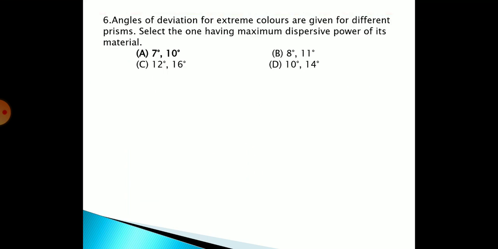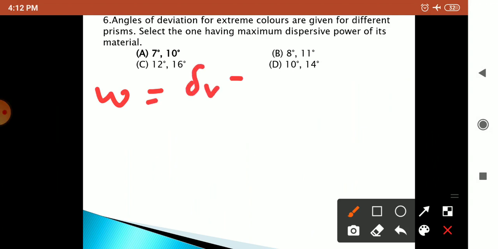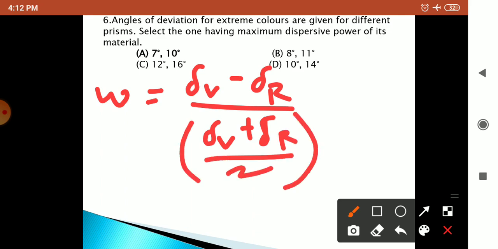Next, angles of deviation for extreme colors are given for different prisms. Select the one having maximum dispersive power of its material. Now for this again we have one formula for dispersive power: omega is equal to delta V minus delta R upon delta V plus delta R upon 2. So we have to check the values by taking the options.